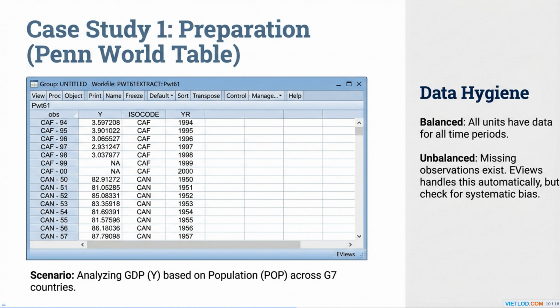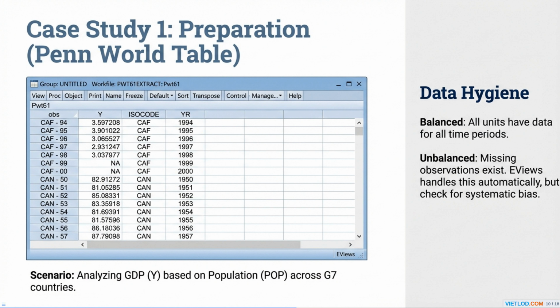We're now moving into our first practical case study, focusing on data preparation using the Penn World Table. Our scenario for this study is to analyze the relationship between GDP, denoted as Y, and population, or POP, across G7 countries. The screenshot on the left shows a sample of the data we'll be working with in EViews. You can see columns for the observation, the Y variable, ISO code for the country, and the year. You might notice some NA values in the Y column for CAF, indicating missing data points.